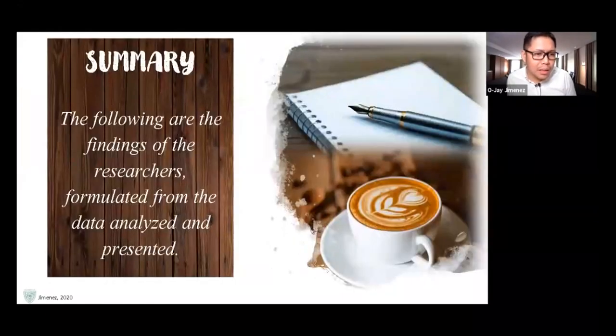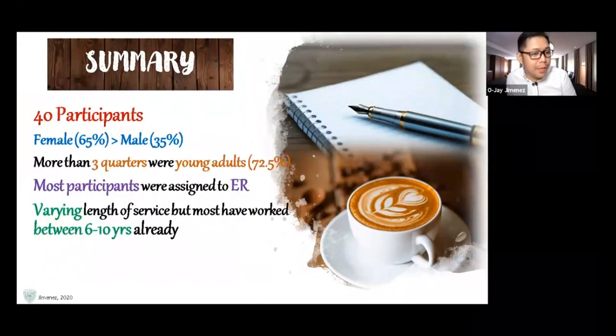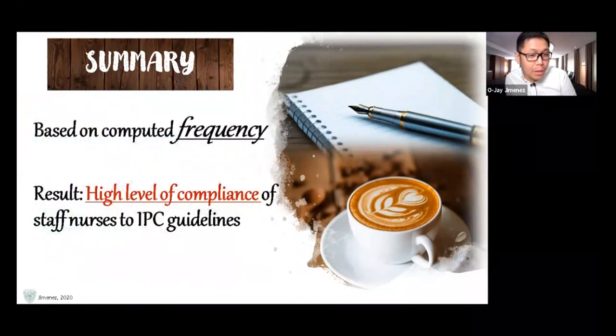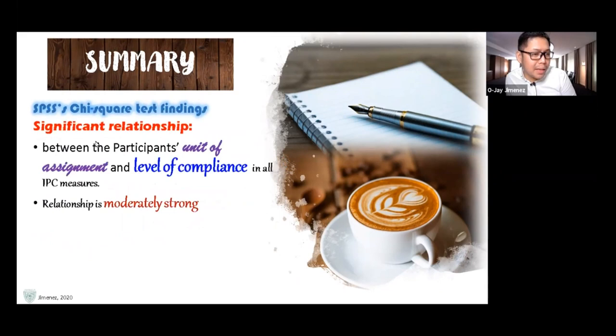So in summary, there were more female than male, more than 3/4 were young adults, more participants were from the ER with varying length of service, but most have worked between 6 to 10 years. Based on computed frequency, the result is a high level of compliance of staff nurses to IPC guidelines. And for the SPSS chi-square test findings, there's a significant relationship between participants' unit of assignment and level of compliance in all IPC measures.